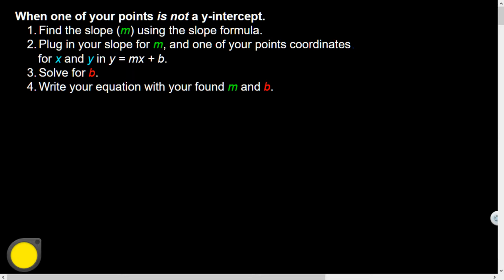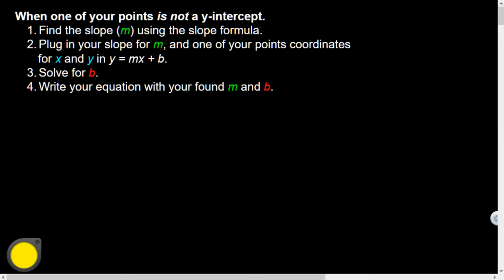We are continuing section 4.1, in which we are writing equations of lines in slope-intercept form based off of a series of clues that we are given. I've outlined a particular situation. What do I do if I'm given 2 points and one of my points is not a y-intercept?